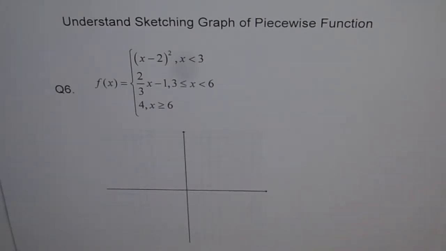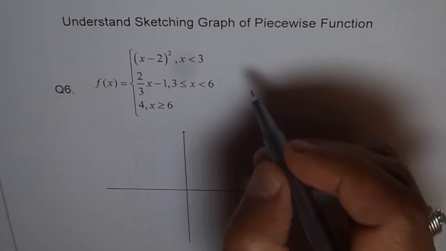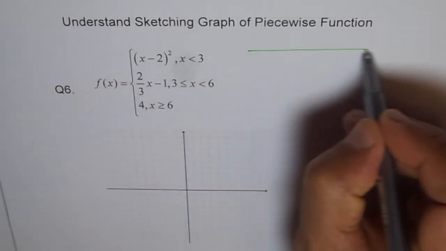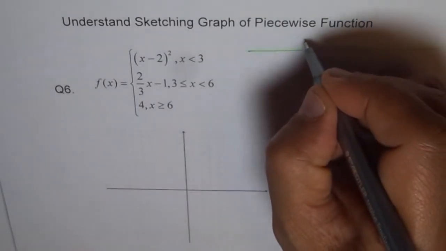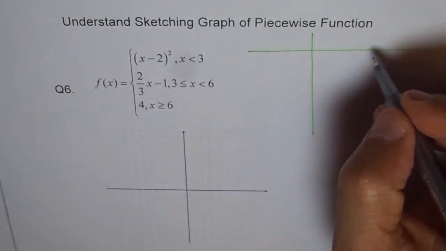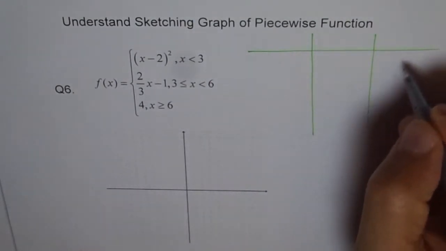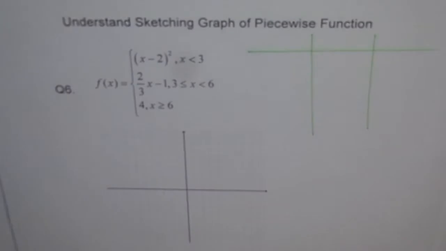And what should I do first? I should break my plane into three pieces, right? This time I'll break my plane into three pieces with the help of a table itself. So let me use this space to make a table. So this is my table where that's my parabola, and then I have a straight line, and then I have a constant function 4. Good.